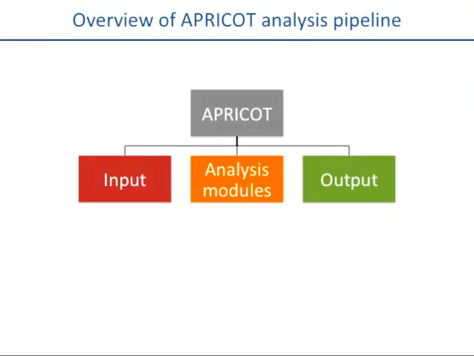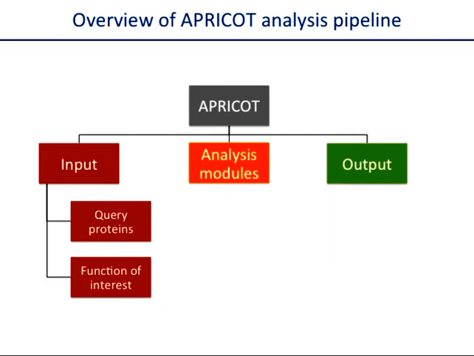APRICOT can be explained by three parts: input, analysis modules, and output. Input is what the user provides to the software. Analysis modules are everything inbuilt. Users can define which analysis module to run. However, by default, APRICOT runs each of its modules. And finally, output is what users receive at the end.